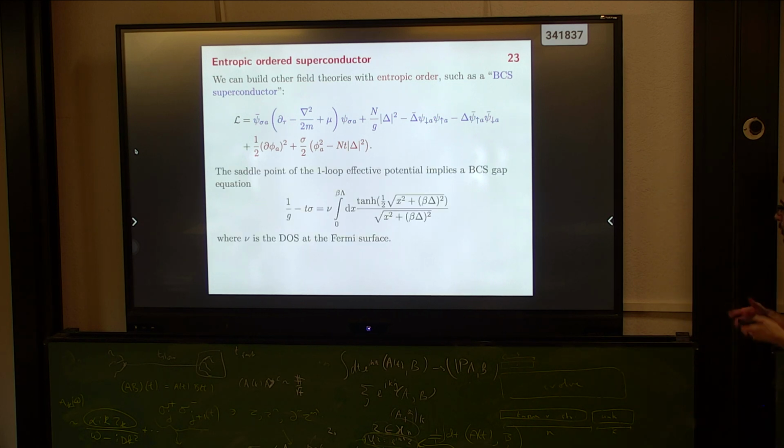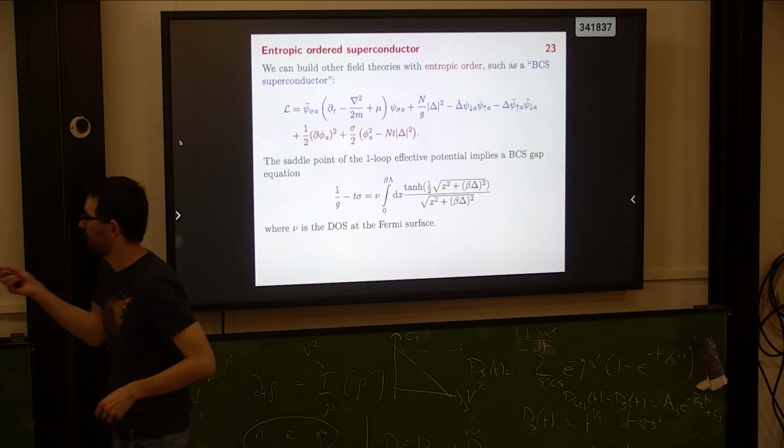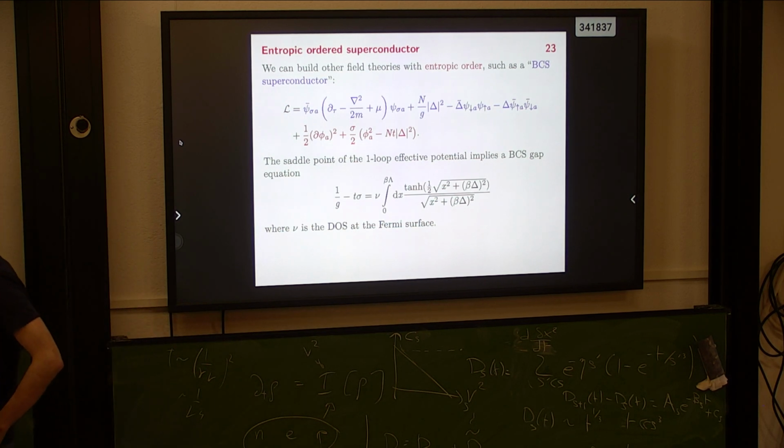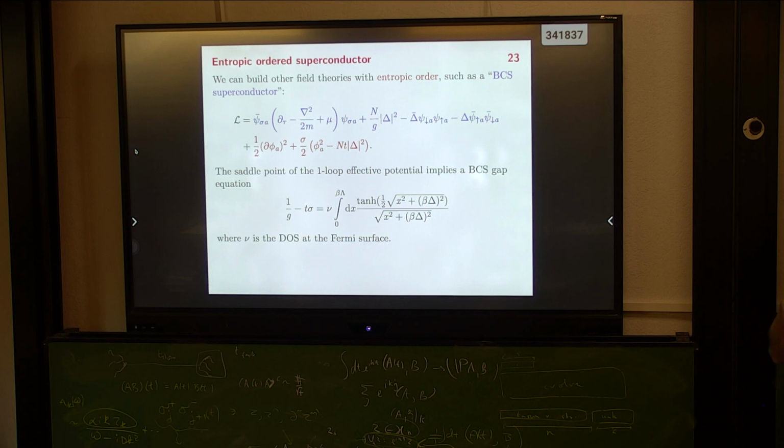And the saddle point of the one loop effective potential gives us a sort of modified BCS gap equation. In this gap equation, we see that the coupling is shifted by T times sigma, where sigma is the same field from before. It obeys a different saddle point equation, but it's morally doing the same thing.